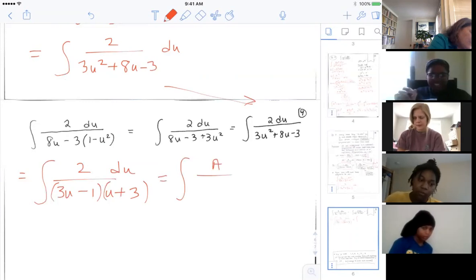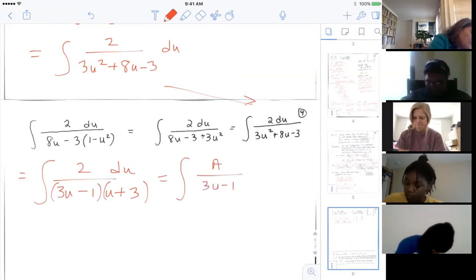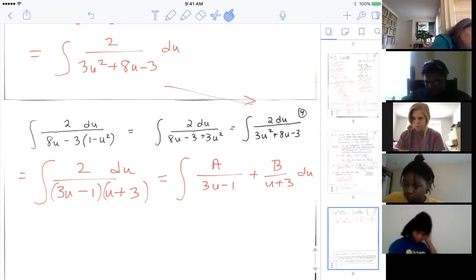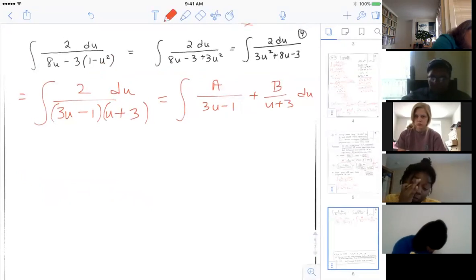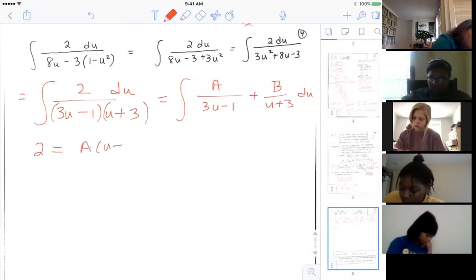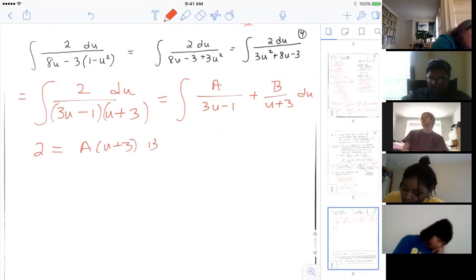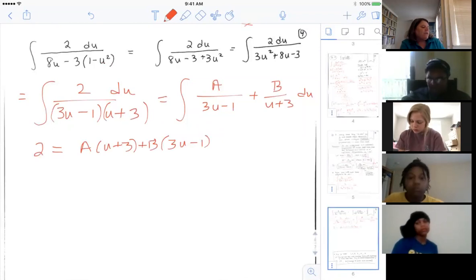I'm going to write A over 3u minus 1 and B over u plus 3. And I'm going to do partial fractions. Let's see if I got it. Oh man, I'm lazy. I didn't write it down. Okay, here's what it's going to look like. I'm going to multiply both sides by the common denominator. So I get 2. The 3u minus 1s will cancel out. So I get A times u plus 3. Then I'll get B times 3u minus 1. And now I think I can find out what things are.